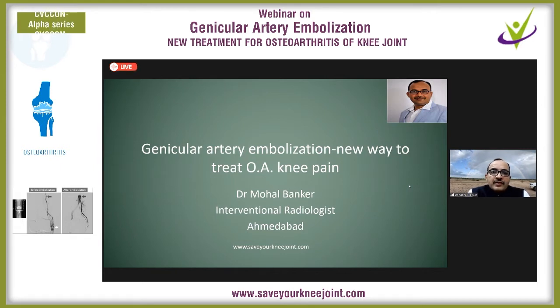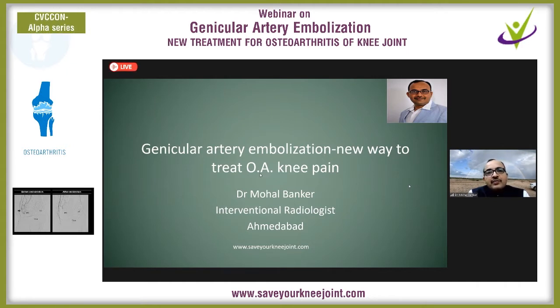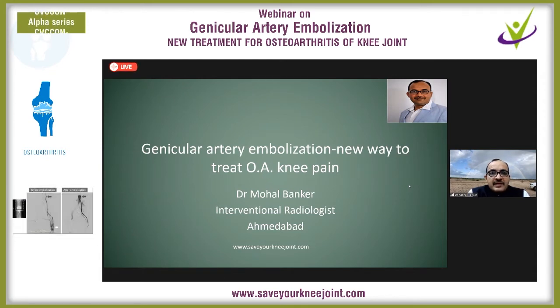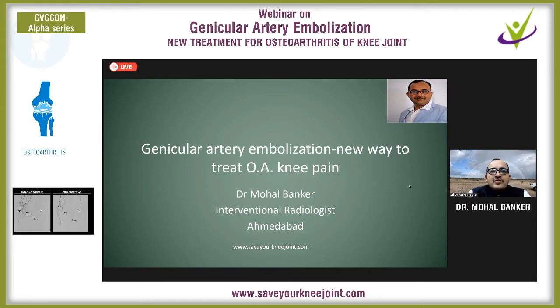Similarly, genicular artery embolization is also going to help us to prevent the chronic inflammation in this knee joint, and further damage to the underlying knee joint. So let's first understand how genicular artery embolization is helpful for osteoarthritis of knee joint.